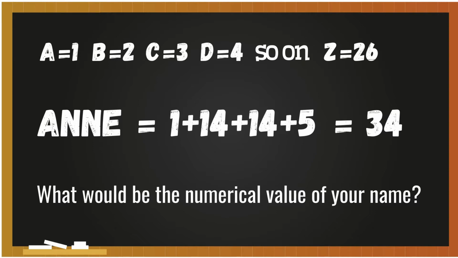Using this, let's find out the value of a name by adding the value of its digits. For example, Ann is equal to A, 1, plus N, 14, plus another N, which is 14, plus 5, and that would be equal to 34. What would be the numerical value of your name?